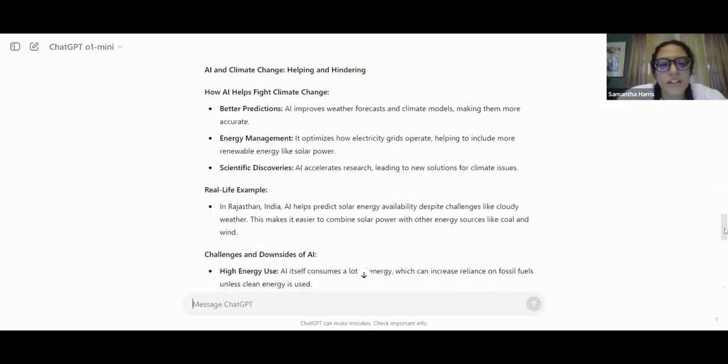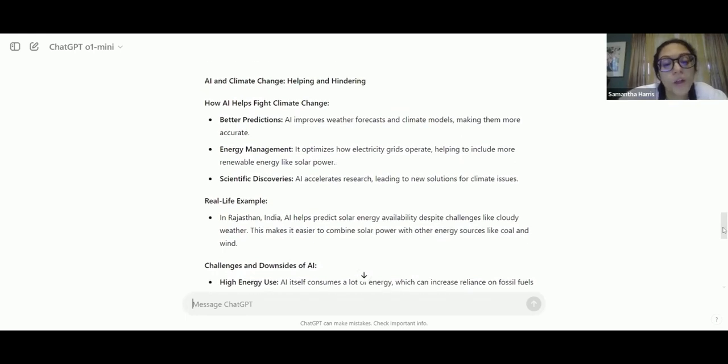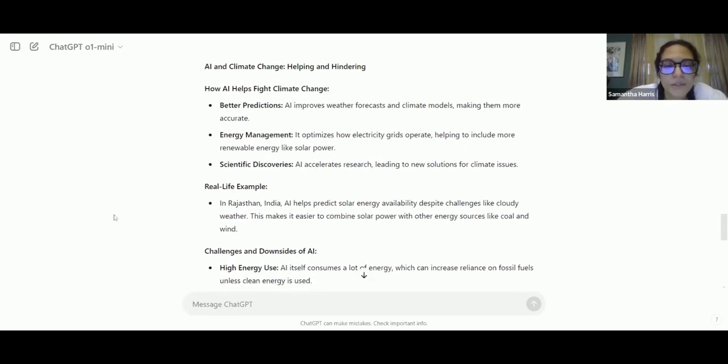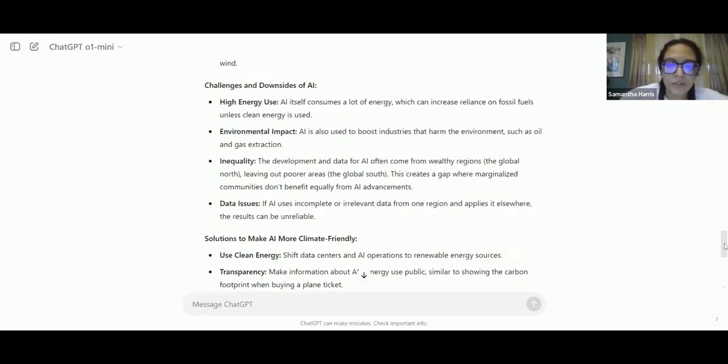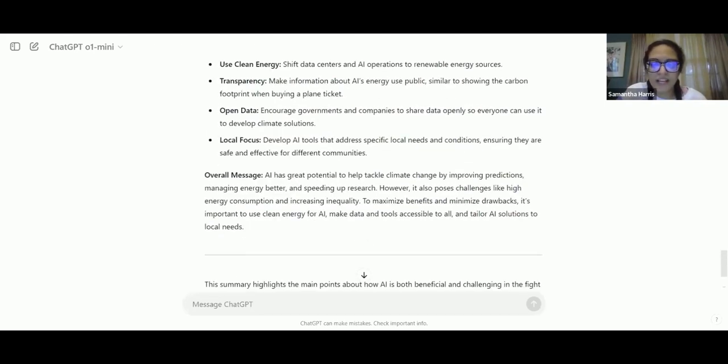So this article is one about AI and climate change and what it's doing to both help and hinder climate change. So it's saying that in this article, it states that AI improves weather forecasts and climate models, energy management. It summarizes a real life example that the article gave. It's also summarized the downsides that were stated, basically made everything a bit easier to digest.